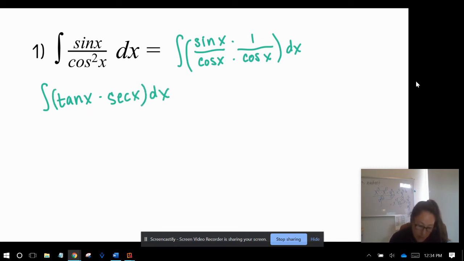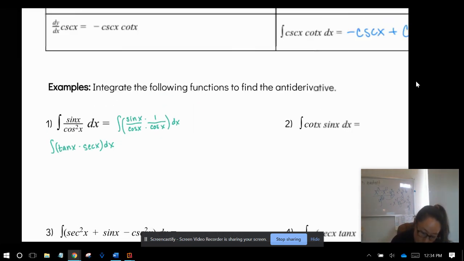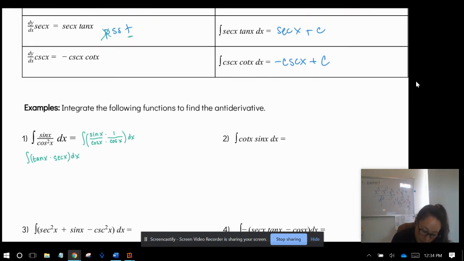So now that looks a little bit nicer, I can look back and I'm like, okay, remember, psst. The antiderivative of secant tangent is secant x plus our constant of integration, plus c.